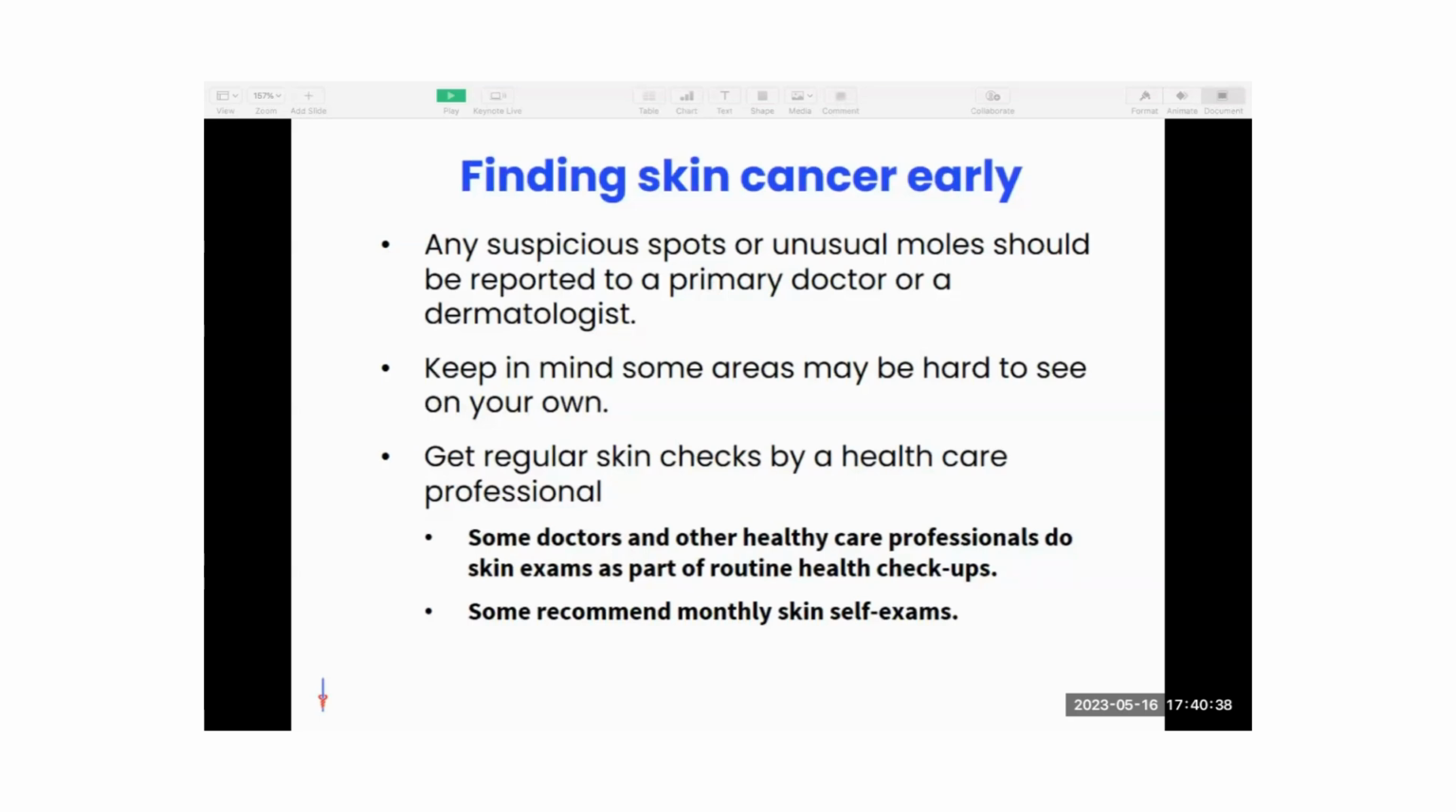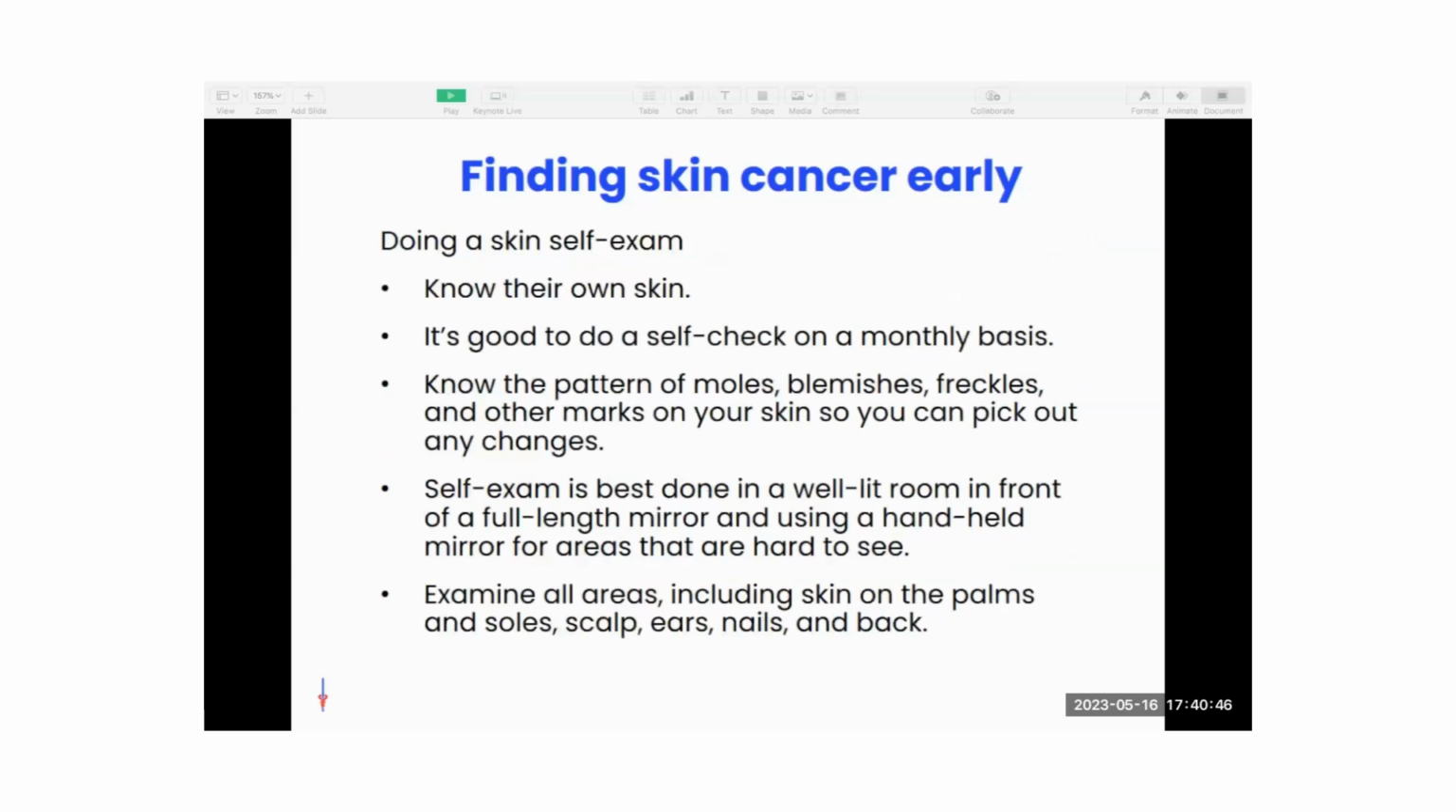So getting regular skin checks, of course, we recommend that. In my experience, doing a self-exam, it's usually the patient that finds it before I do, especially melanoma, because I can check places you can't see, but if you're looking at your skin the whole time, 90% of the melanomas are found by the patient in my practice.